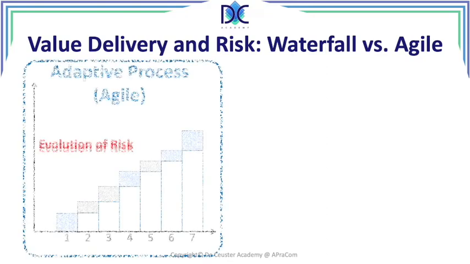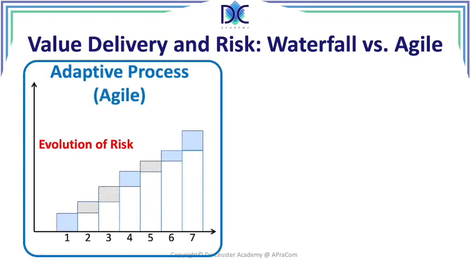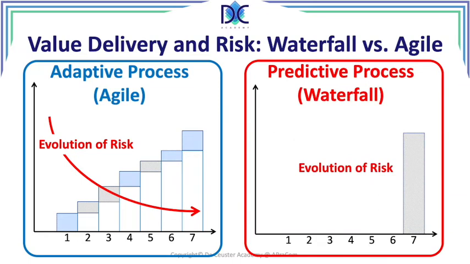When we look at the adaptive process, let's say agile processes, we see that every step we have a small element of risk until, in this case, after 7 sprints, the project is completed. And what we see is that basically the evolution of risk goes down. We don't accumulate all the risk, but when we look at a predictive approach, a predictive process like waterfall, we see that the risk increases towards the end of the project.